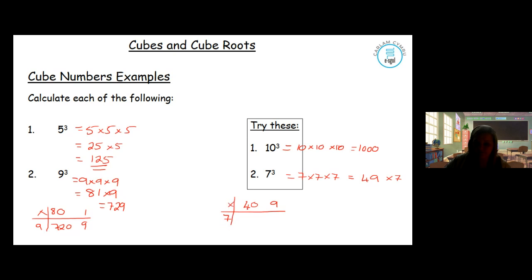So 7 times 4 times 10 is the way I'm going to think of this, 40. So 7 multiplied by 4 is 28, multiplied by 10 is 280. 7 multiplied by 9 is 63. And then I need to add these together to get my answer. And when I add those up, I'll get 343. So 7 cubed is 343.